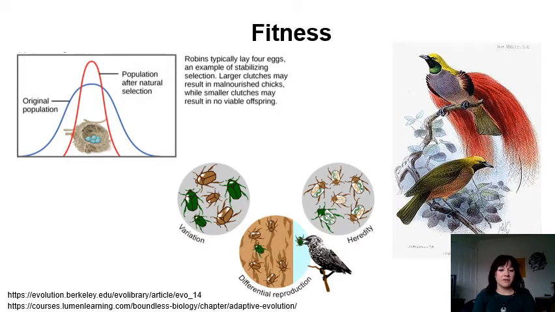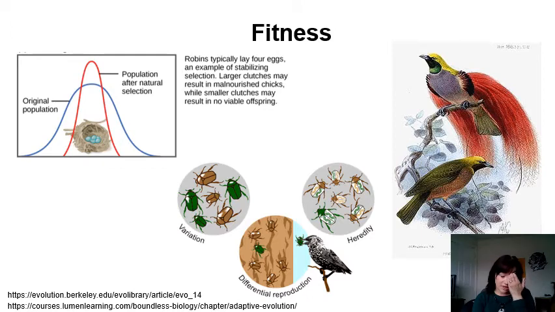Another example is the number of offspring, all right? So if you would think, oh, the more eggs this bird lays, the better fitness, right? It's passing on its genes to more offspring. That's awesome. But we talked about how some of these different traits, sometimes they conflict.